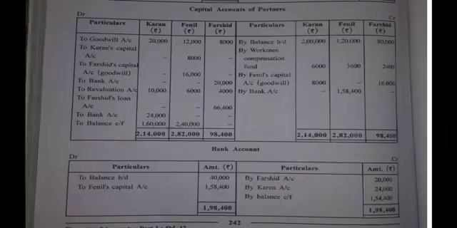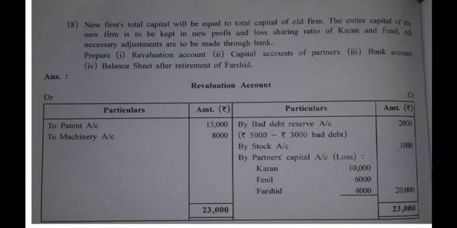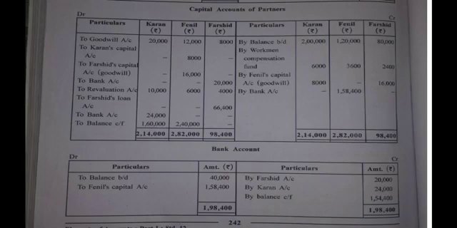If you will see your adjustment, I'm reading the third line: all necessary adjustments are to be made through bank. Which adjustments? Adjustments regarding the new capital. So the amount of difference is to be transferred to bank account. This is 24,000. And the second effect for this is given in bank account, you can see. By current account 24,000. This simply means just because the capital of current has been changed, he will be paid 24,000 from the firm.